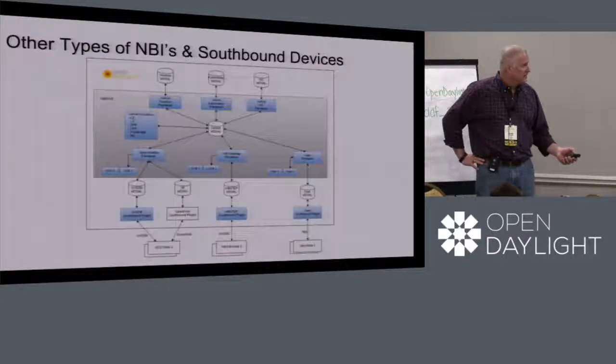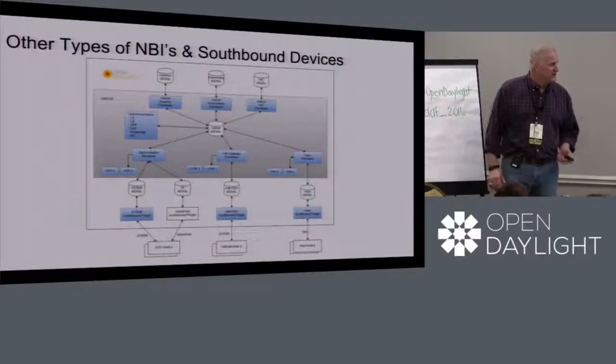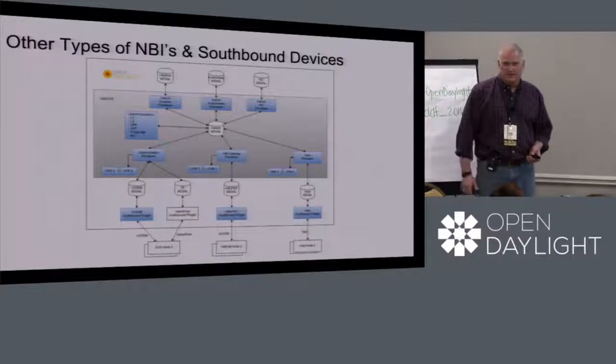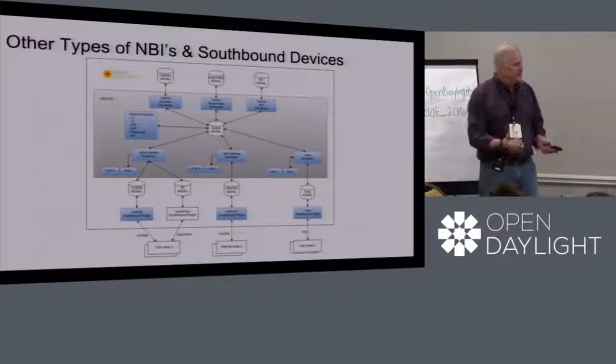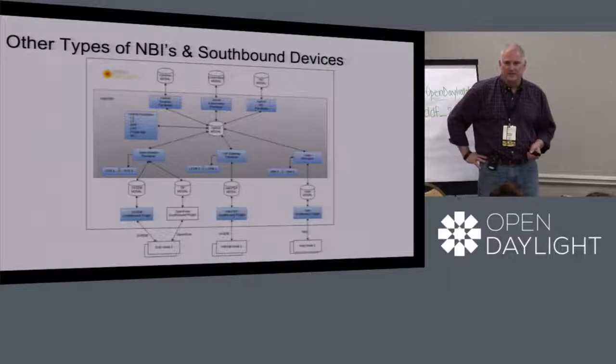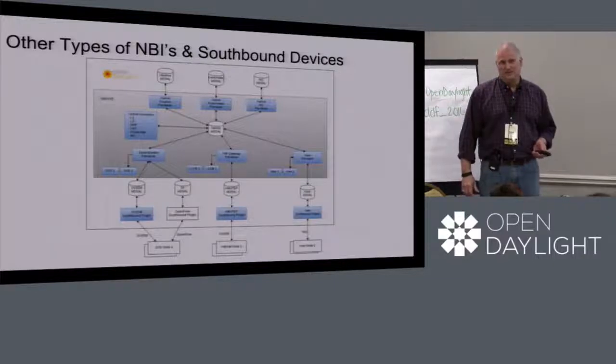And this is just another picture of basically the same thing, but showing the goal of making it even more flexible than just supporting the layer 2 gateway, but other types of southbounds, other types of northbound APIs. And a lot of the work is going into building this model.